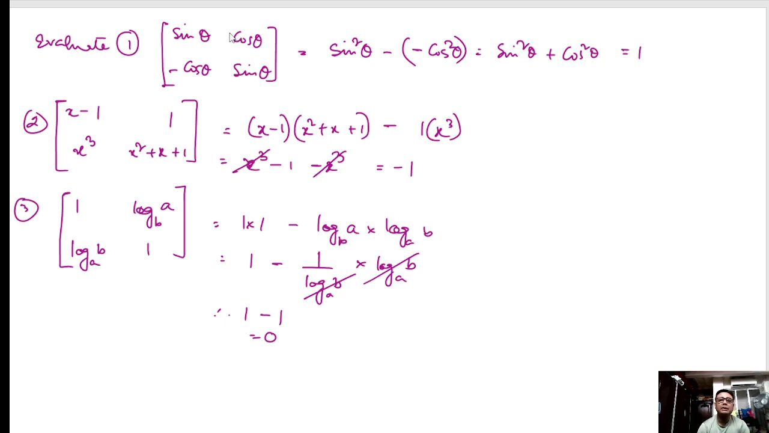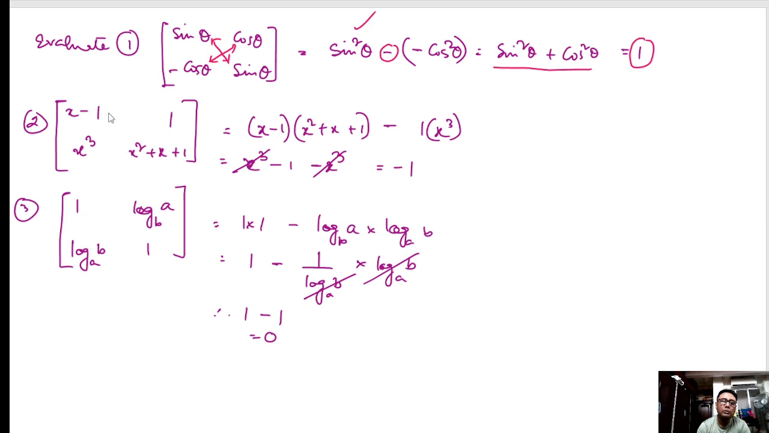Evaluate this determinant. So see what we have to do. We have to multiply these two, 2 by 2 determinant, which is sine square theta. Then we have to put a minus sign, as I told you. Then multiply these two, which is minus cos square theta. So minus minus plus, and we all know that value of this is 1. Clear?